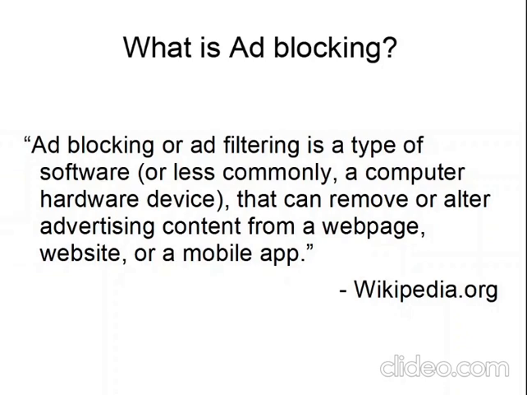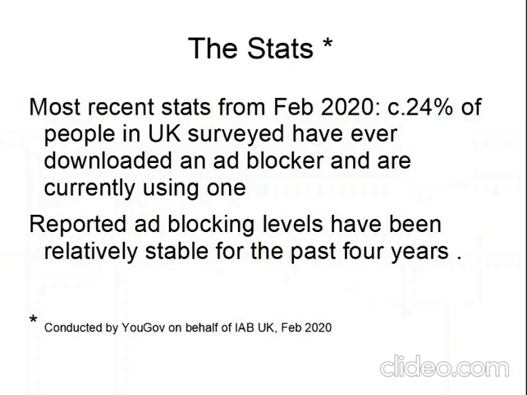Okay, so what is ad blocking? Wikipedia defines ad blocking as a type of software, or less commonly a computer hardware device, that can remove or alter advertising content from a web page, website or mobile app.